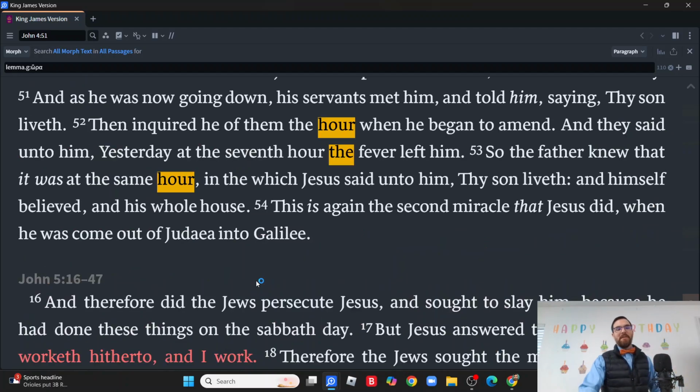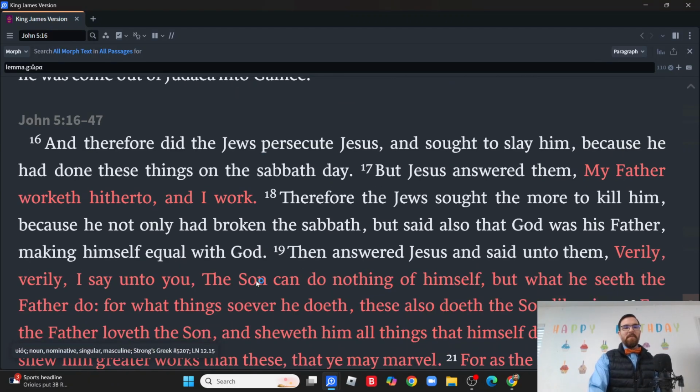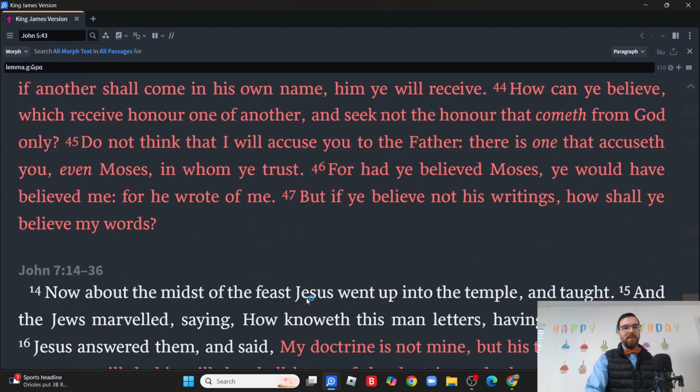So I just wanted to make, this is really cool. That would be a really interesting word study to do in the book of John, to see how the word hour is being used. But let's go back to John 13.